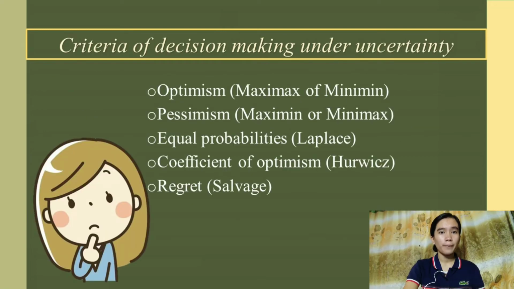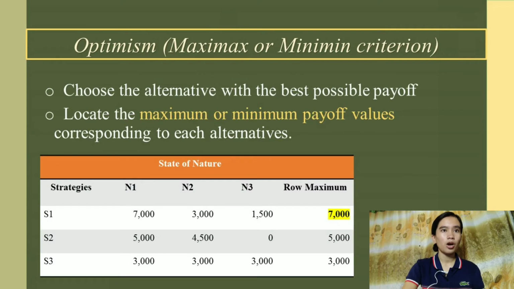So next in our topic are the criteria of decision making under uncertainty, which includes the following: optimism, pessimism, equal probabilities, coefficient of optimism, and regret. So under the optimism, or the maximax or minimin criterion, we will choose the alternative with the best possible payoff and locate the maximum or minimum payoff values corresponding to each alternative.